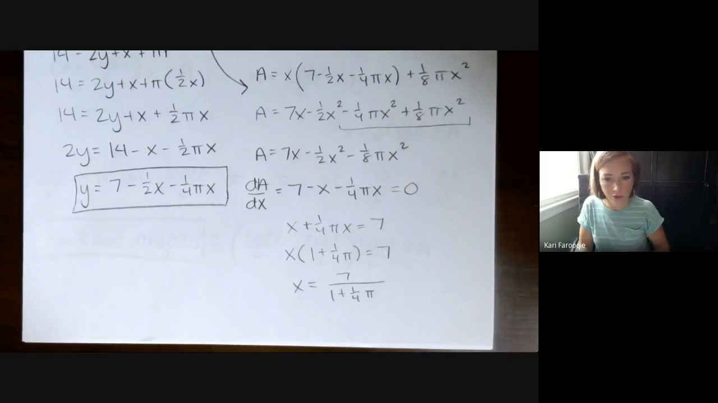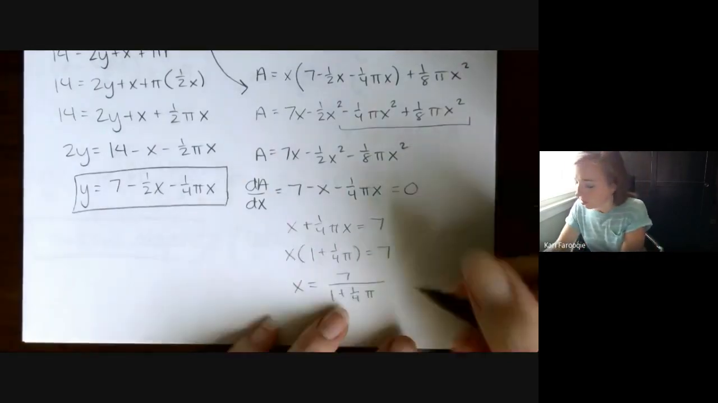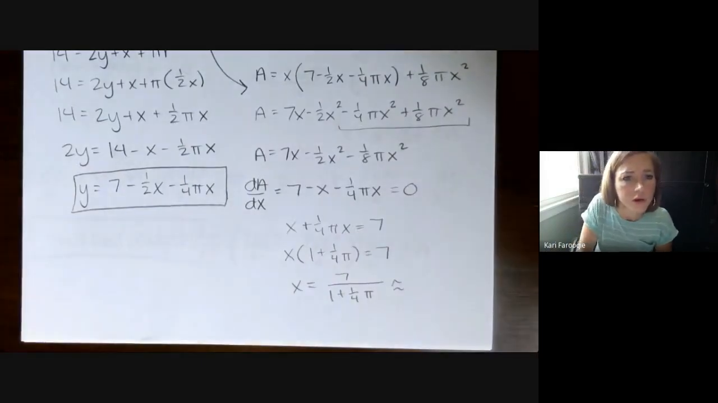Moment of truth. 1 plus pi over 4. And you get that x is approximately, let me look at your rounding instructions here. You know, there are no rounding instructions on this problem.